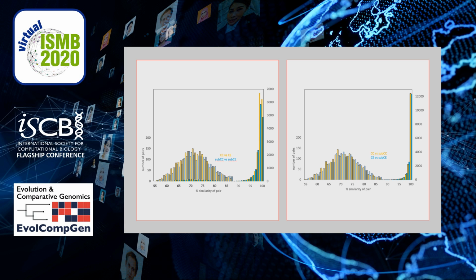In the comparison of CC and CE, or sub-CC and sub-CE, the peak around 70 is for early gamma hexaploidization, and the one around 99 is for speciation. Similar to the picture on the right-hand side, the comparison between parent genomes and subgenomes: the gamma event is around 70, and tetraploidization is close to 100.